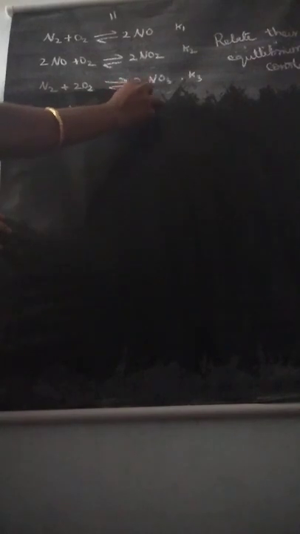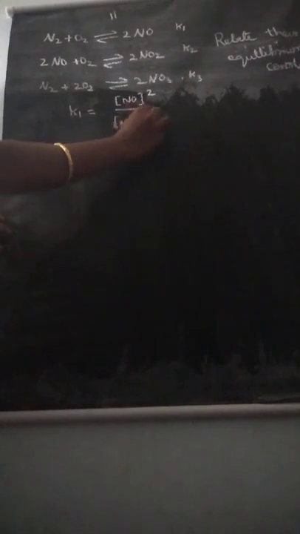Okay, see this problem on page number 11. The question: first they give one equation with equilibrium constant K1, second equation with equilibrium constant K2, third equation with equilibrium constant K3. Relate their equilibrium constants. How can we relate these equilibrium constants? First, in the first equation, write the equilibrium constant K1. K1 is equal to, how can we write? Concentration of product divided by concentration of reactant. So here the product NO power coefficient 2 divided by reactants, concentration of N2 into concentration of O2.